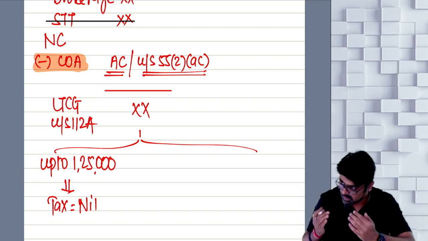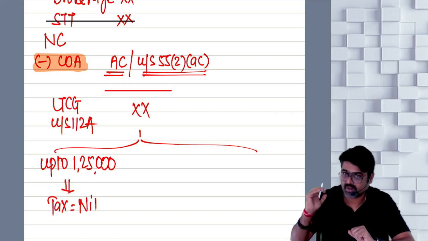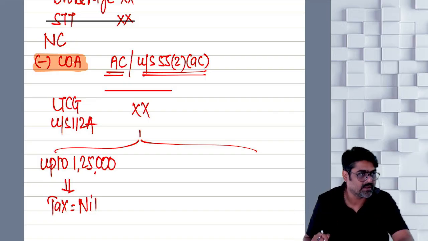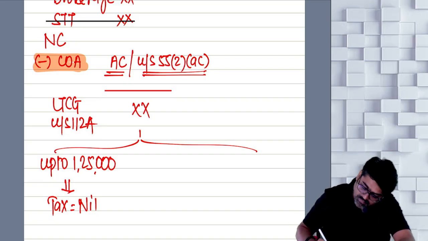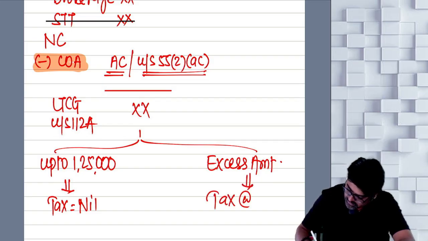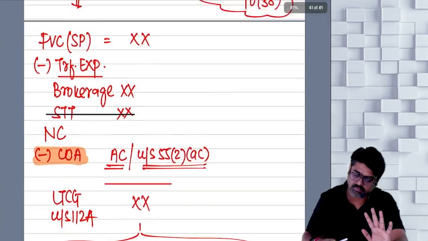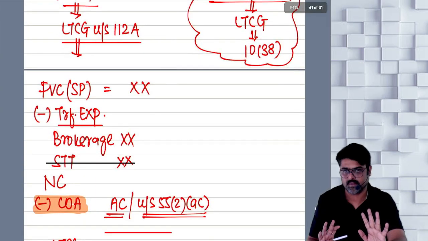If this type of long-term gain is there, which you are going to calculate now, up to 1,25,000, no need to pay any tax. But the excess amount of long-term capital gain, on that excess amount you have to pay tax at the rate of 12.5%. Not on the entire gain. Now this is the manner in which the gain will be calculated.